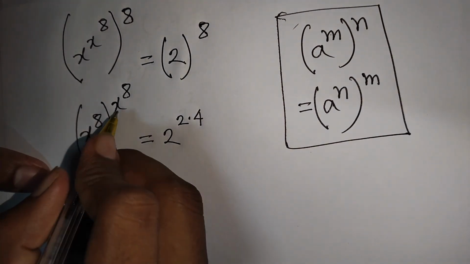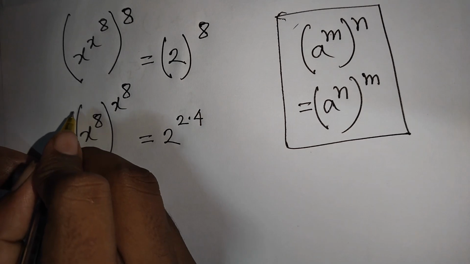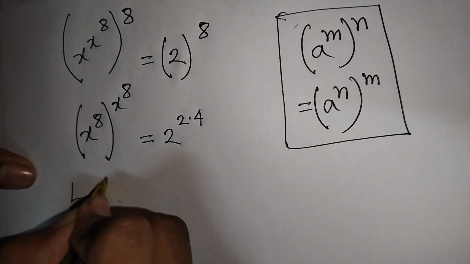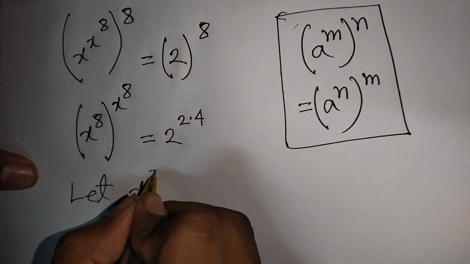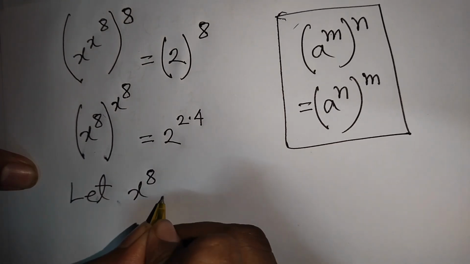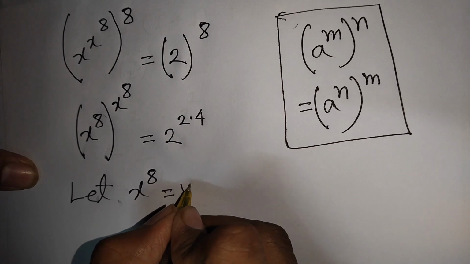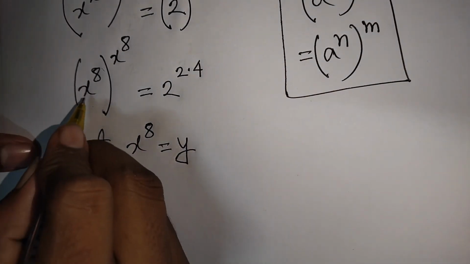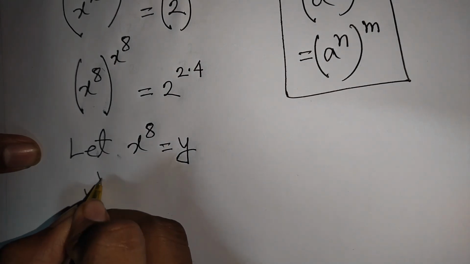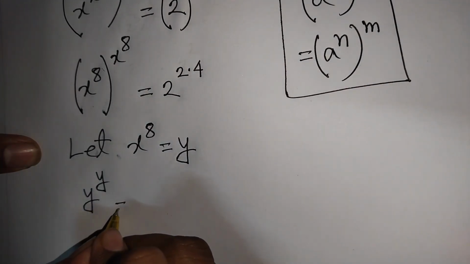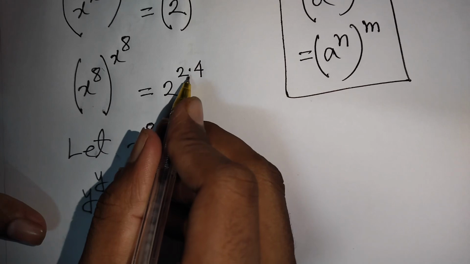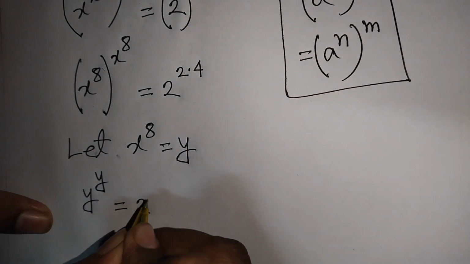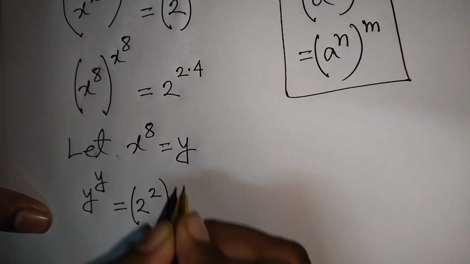Now we see x power 8, both terms are the same. This base and this power are the same. So let x power 8 be substituted by y. So our equation will be y power y is equal to 2 power of 2 times 4, which can be written as 2 power 2, then bracket power of 4.